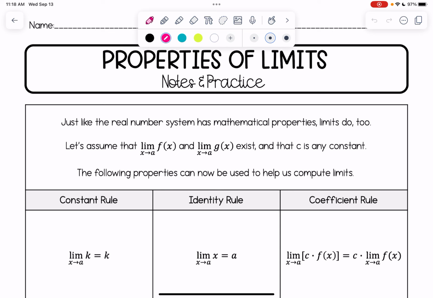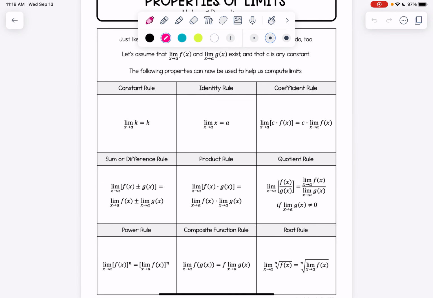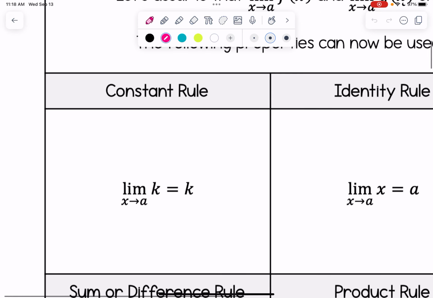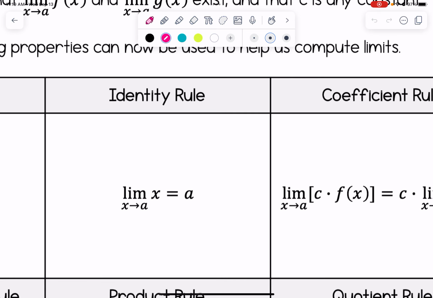So there are in total 9 rules that we're going to take a look at. And it looks overwhelming at first, all of these rules, but you're going to see as we go through the problems that they are pretty simple to actually apply. The constant rule says the limit as x approaches a of k, any constant, is equal to k. The identity rule, the limit as x approaches a of x is equal to a.